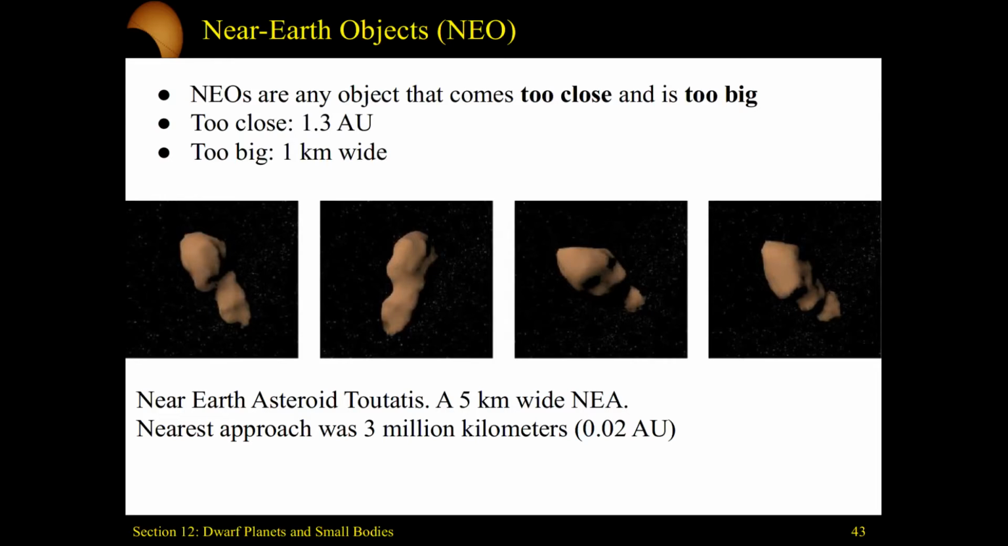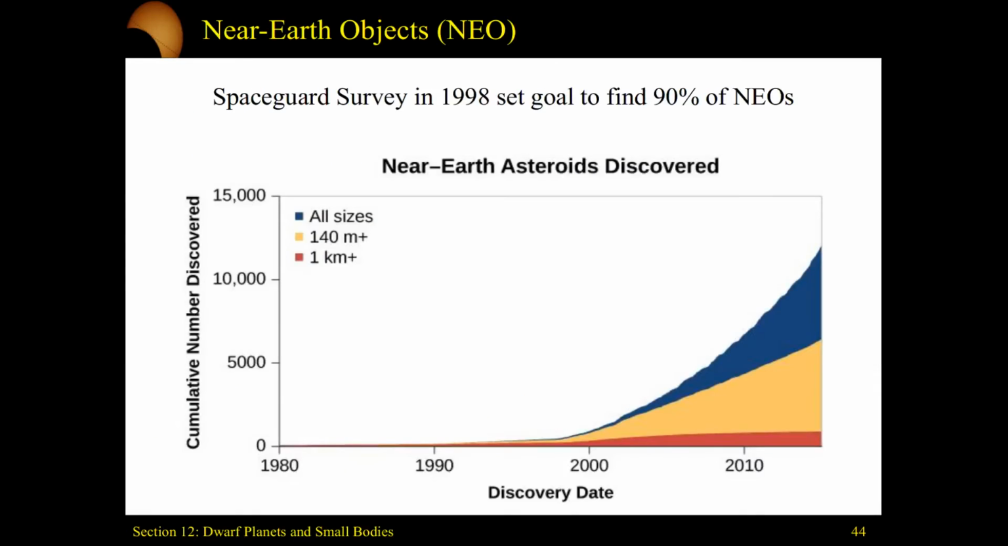For the NEOs that we'll talk about in this section, we'll say that too close is anything that falls within 1.3 astronomical units, and too big is anything that's about a kilometer wide. Anything about a kilometer wide, if it impacted the Earth, would have catastrophic events, not just in the area it hit, but globally. NASA in 1998 set up the Spaceguard Survey, which has the explicit goal to try and find 90% of NEOs or NEAs that are floating around out there.